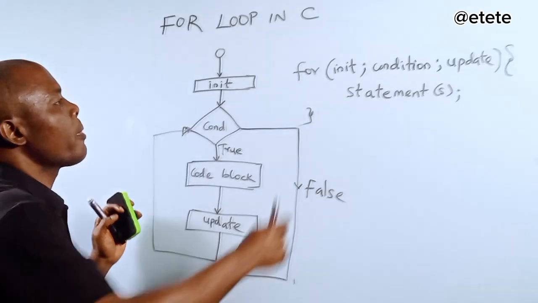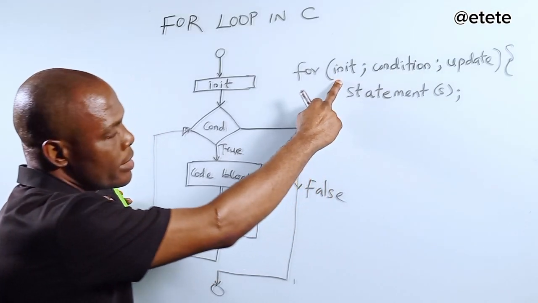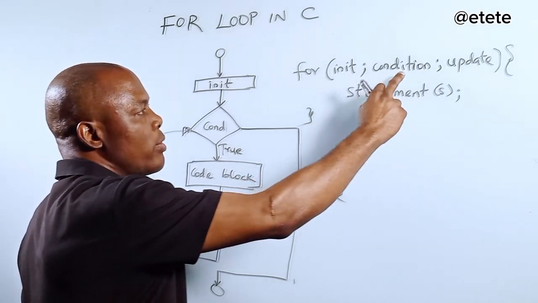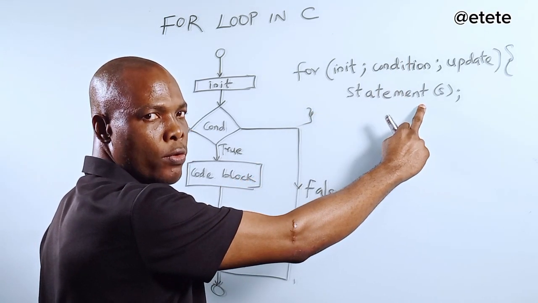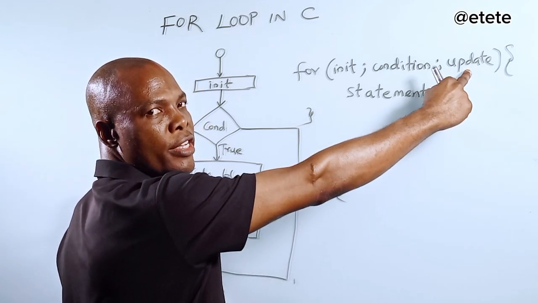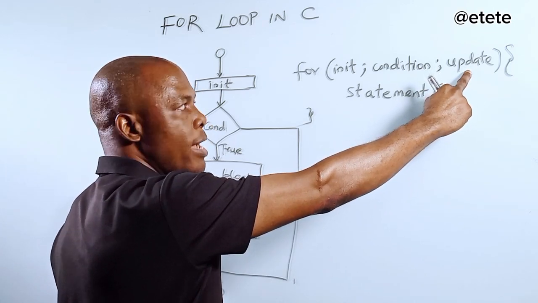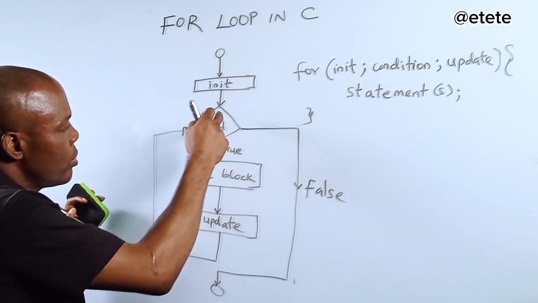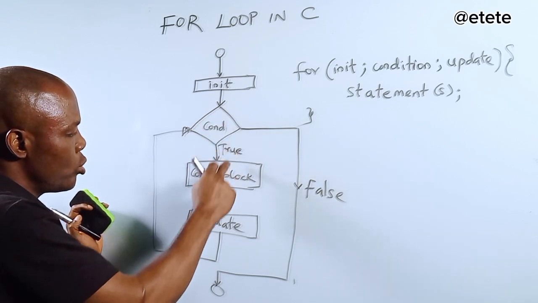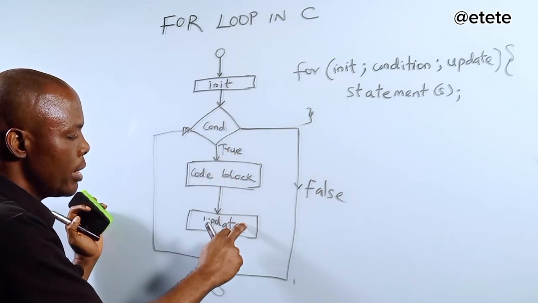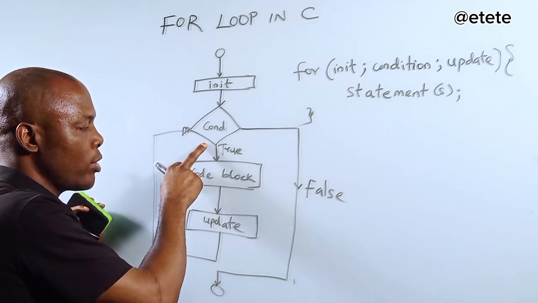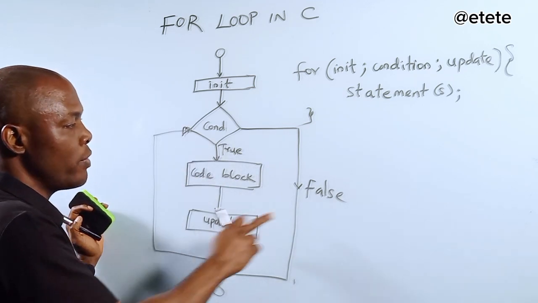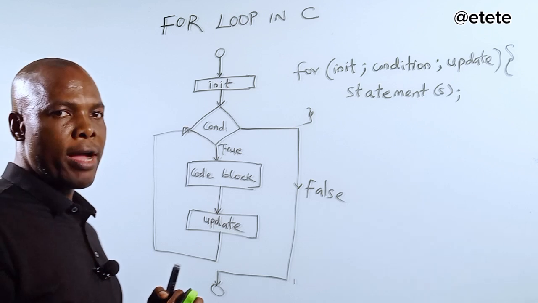So what happened? First, I will initialize, then I will test the condition. If the condition is true, I will execute my block of code. Then I will come back to the increment, right? That is it. So condition is tested. If it is true, execute block of code, then update either increment or decrement. Then you come back again and test the condition. If it is true, you continue that way. If it is false, then you go out of this.